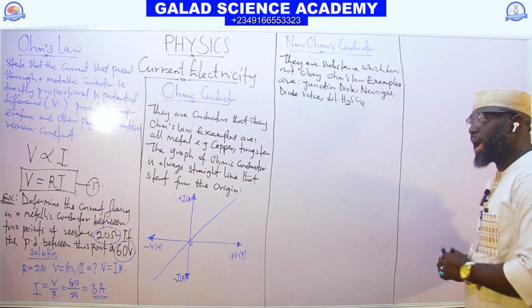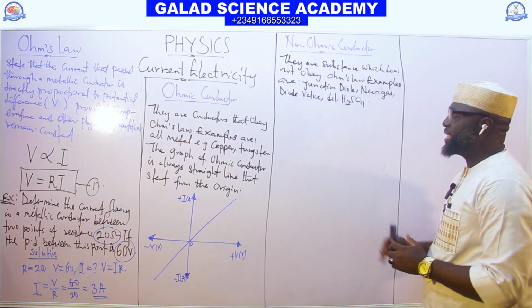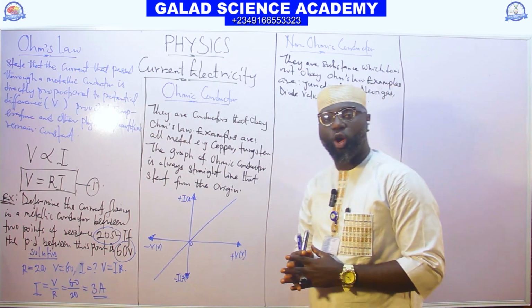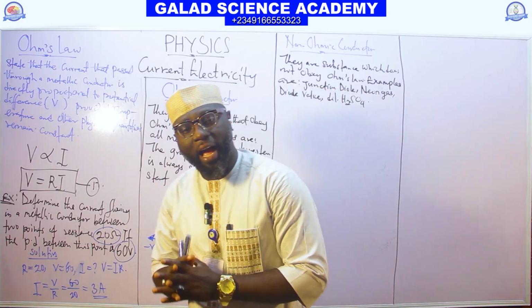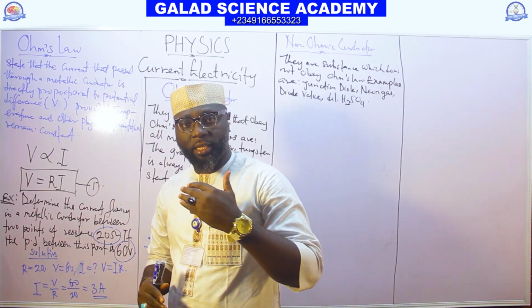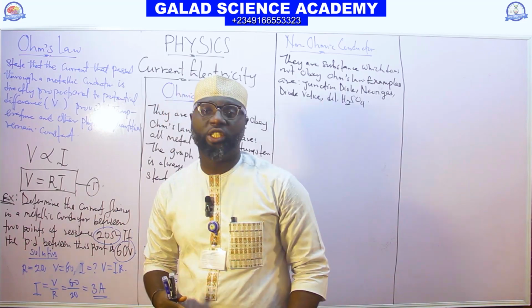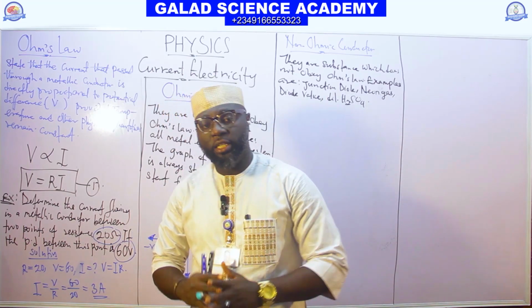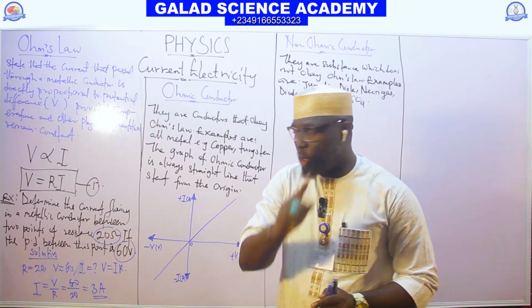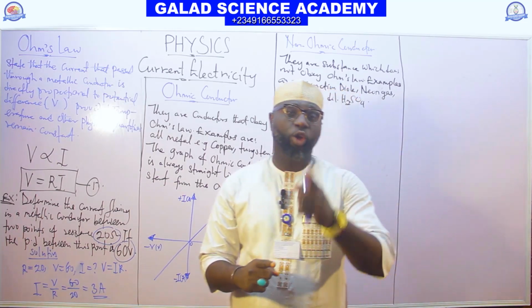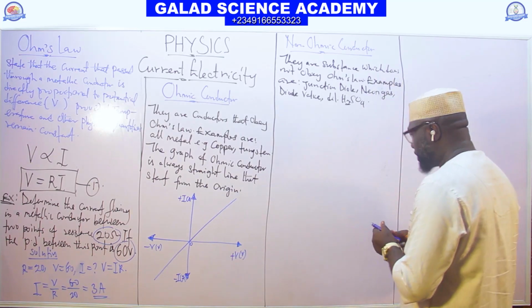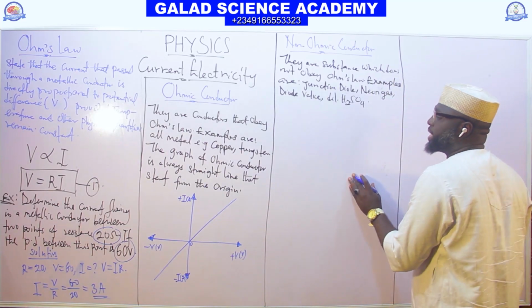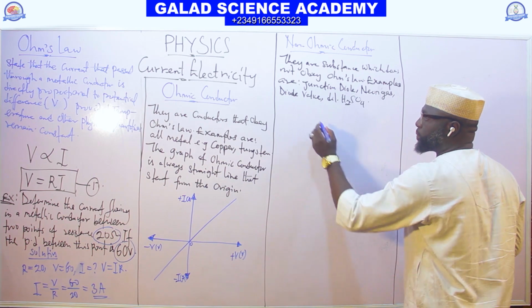In terms of the graph of a non-ohmic conductor, it is not a straight line. It may pass through the origin, or at times not pass through the origin. The difference between their graphs is that for an ohmic conductor we have a straight line, while for a non-ohmic conductor the graph is not a straight line. Let's check the graph of a non-ohmic conductor.